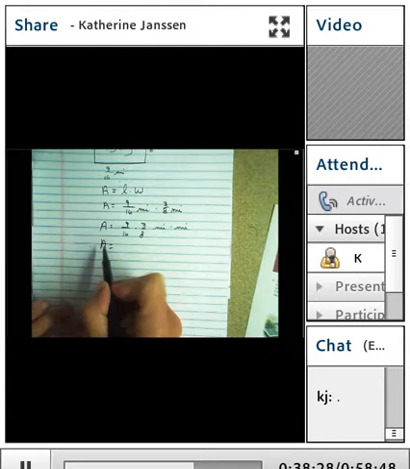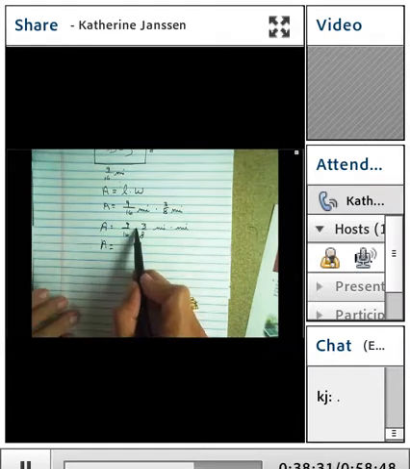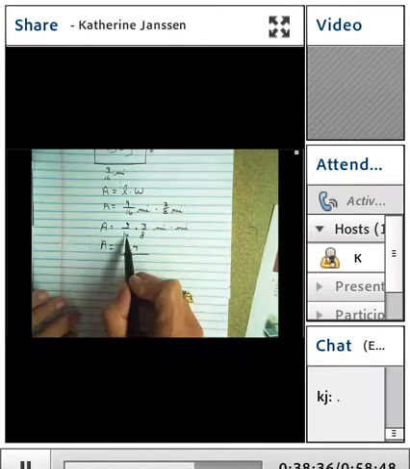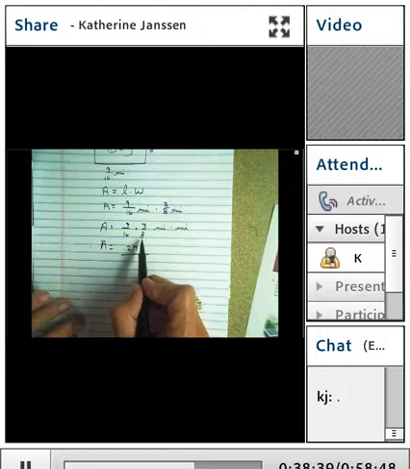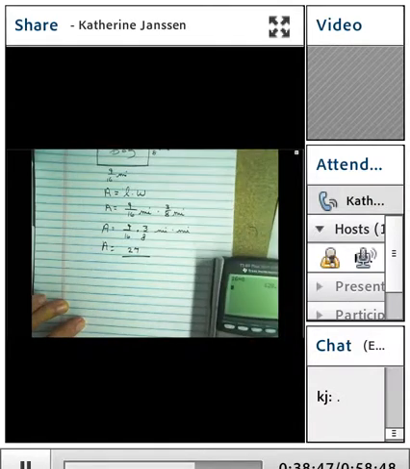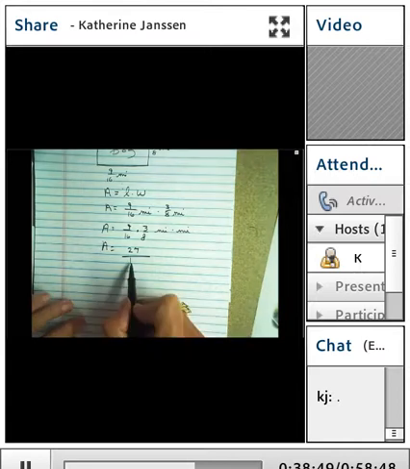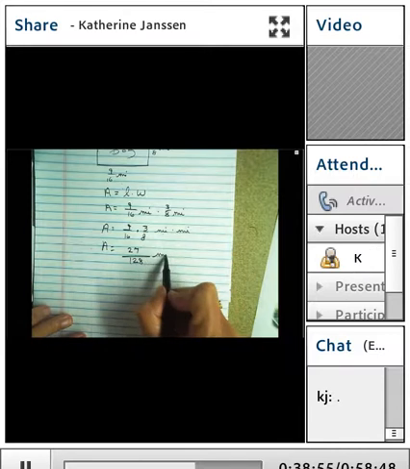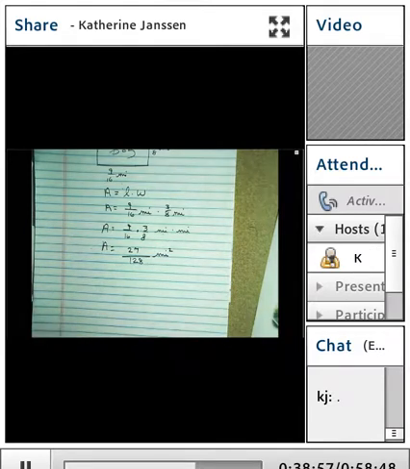Area is equal to multiplication of fractions, a piece of cake: multiply the numerators, multiply the denominators, and 16 times 8 is 128. And miles times miles is miles squared. So the area is 27 over 128 square miles.